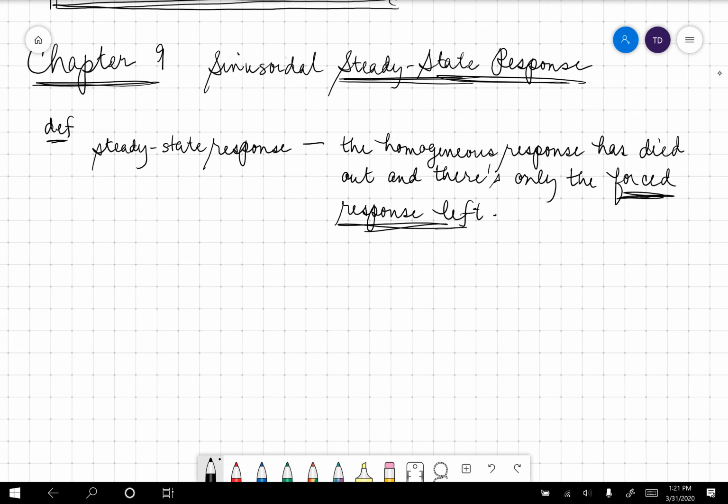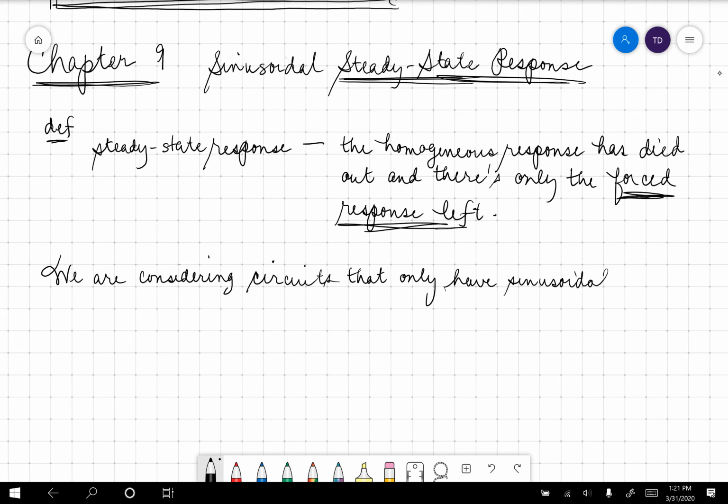Okay? So in the world of sinusoidal inputs, we are considering circuits that only have sinusoidal inputs. So everything we're doing right now, all of your sources are going to be cosines or sines. Okay? So only considering that. Now, we're going to put some variations here because we always do.